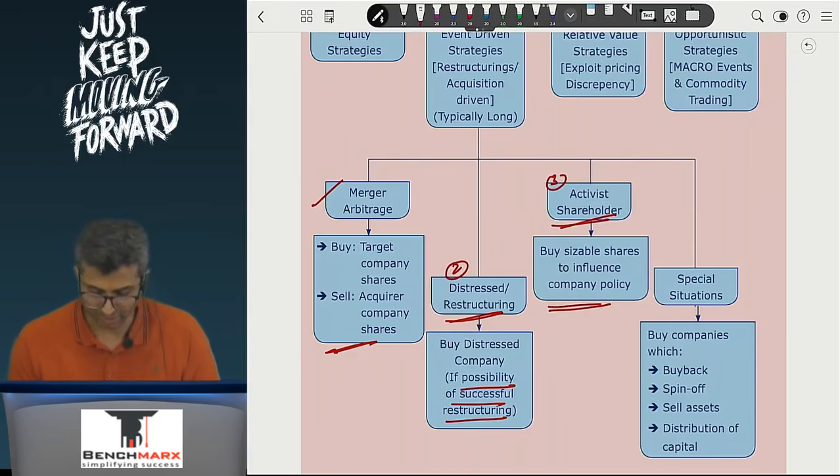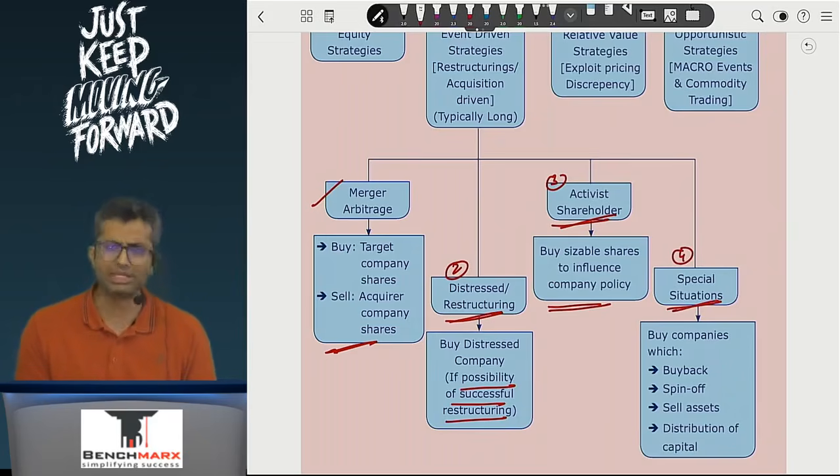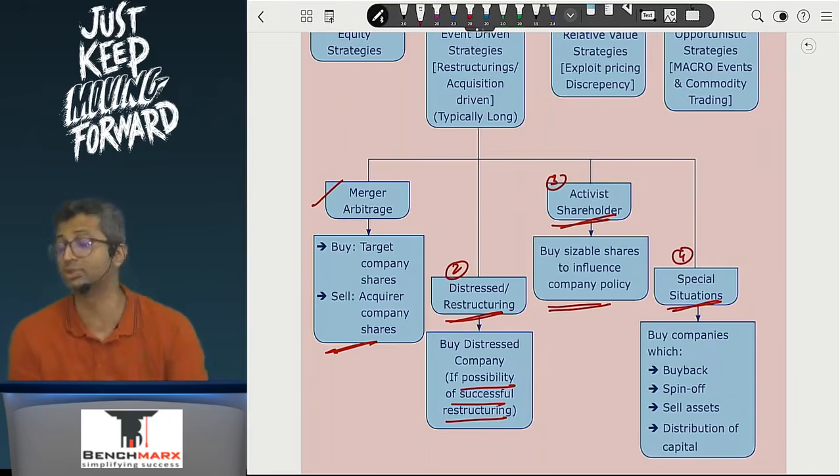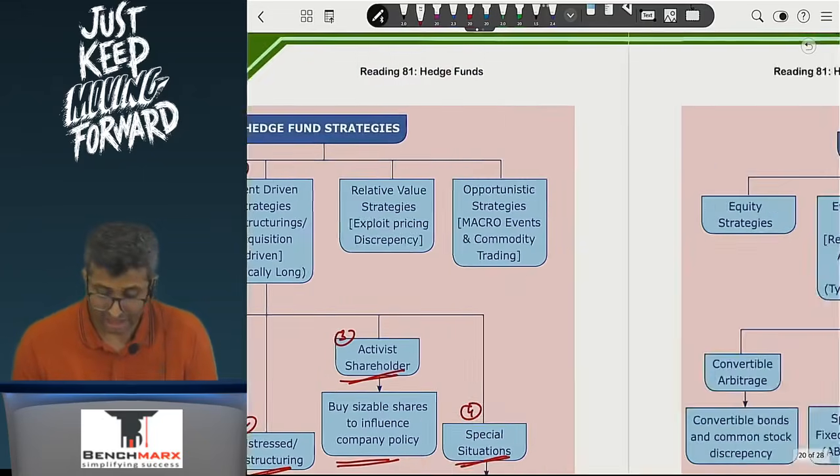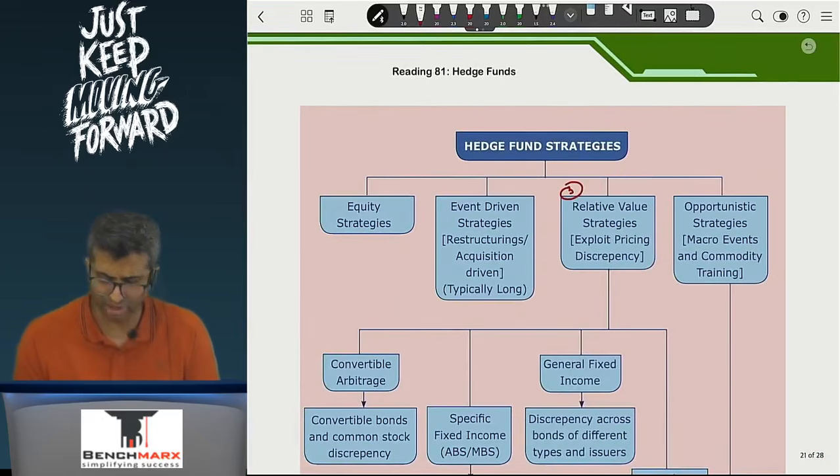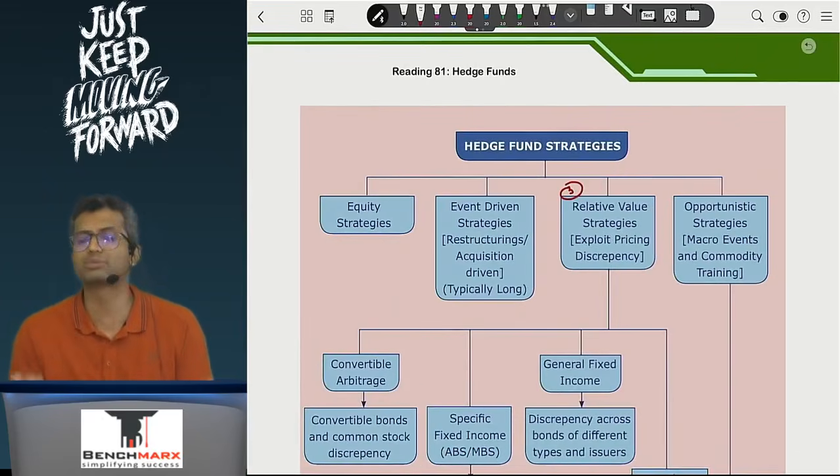And then there is a special situations fund, where you will look at possible demergers, spin-offs, big distributions, buybacks, and accordingly try to invest in those companies which are likely to announce a buyback or a demerger, etc., and thereby make a profit. Next, you will have relative value strategies. The third one is relative value, where you are trying to exploit mispricings between two assets of a similar grade.